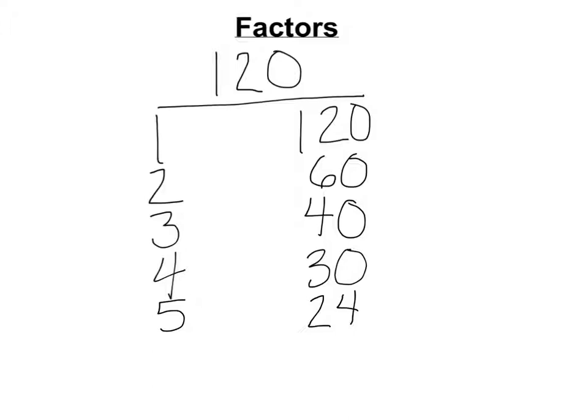1, 2, 3, 4, 5, 6. 6 goes into 12 twice. So 6 goes into 120 20 times. 1, 2, 3, 4, 5, 6, 7. Well, if you're not sure, do a little bit of scratch work off to the side.